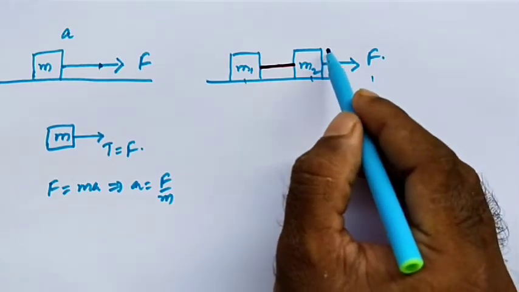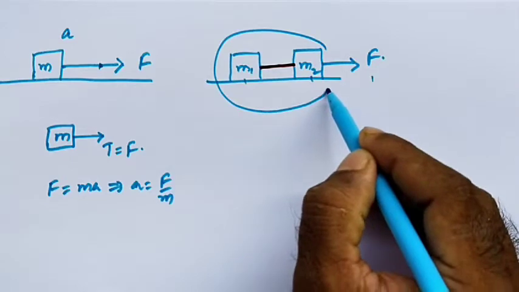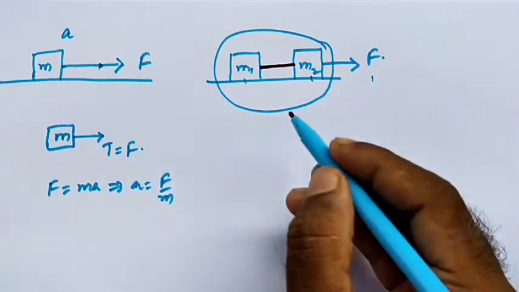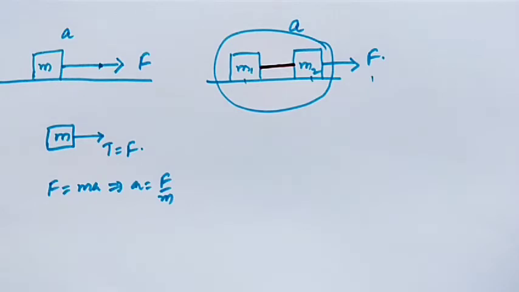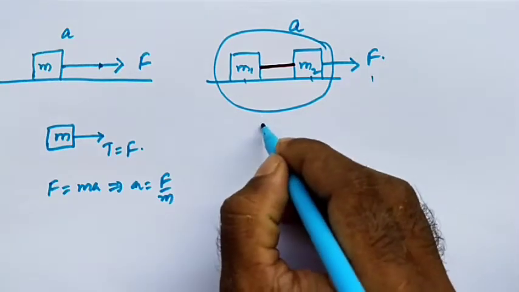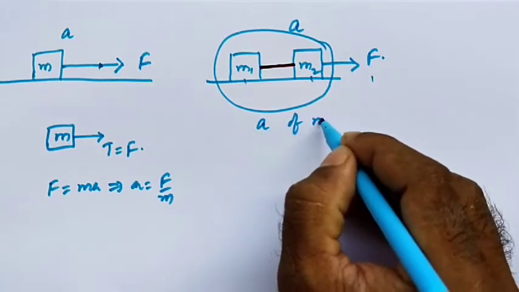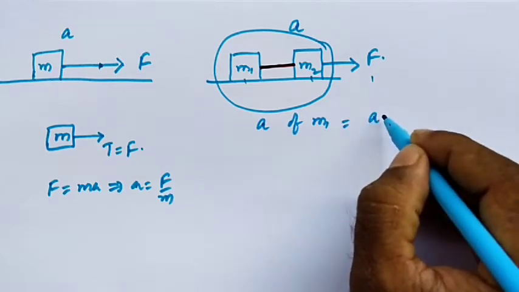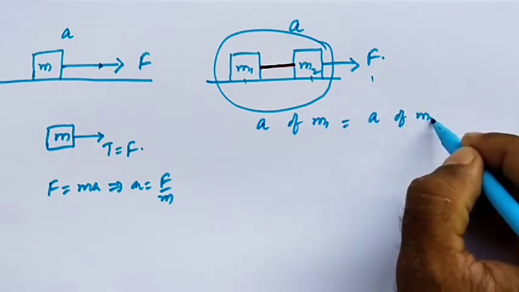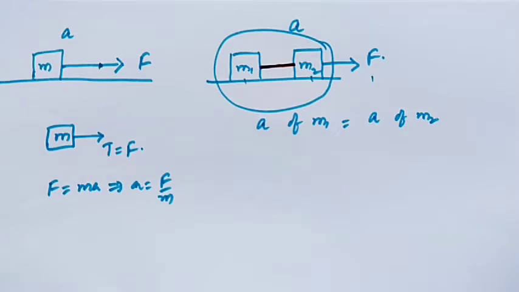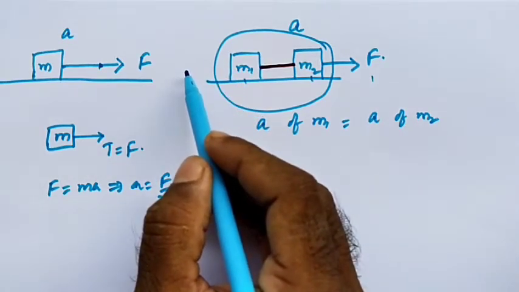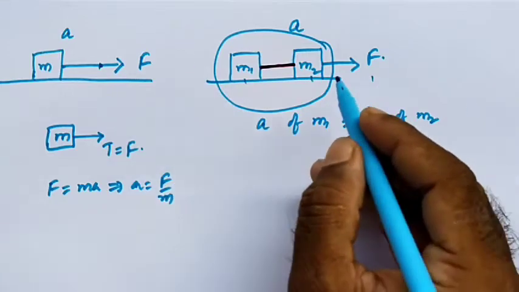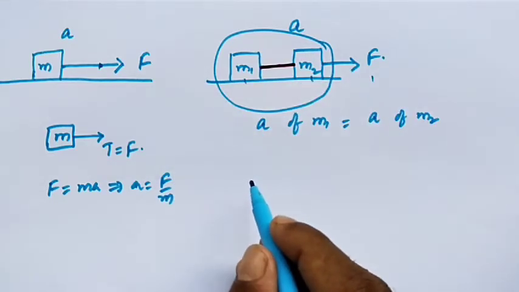Therefore, if you treat this as the system, the acceleration of the system is taken as a. That means acceleration of m1 is equal to acceleration of m2. Understood? You connect one more body, that acceleration also will be the same. Now how to calculate the acceleration of this system?